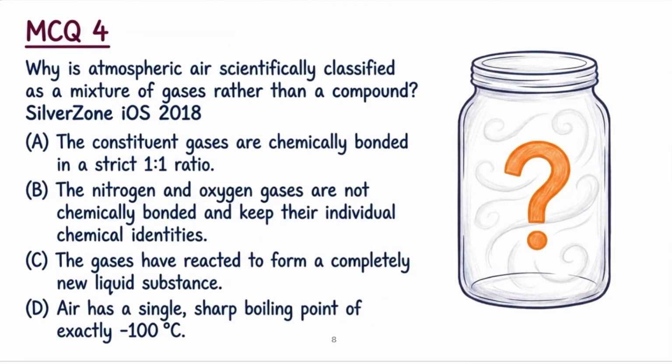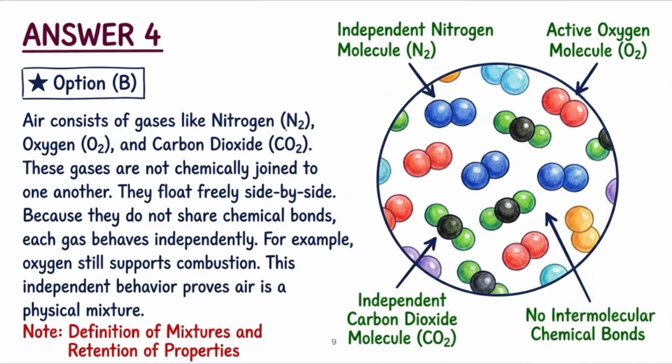Now question number 4. Why is atmospheric air scientifically classified as a mixture of gases rather than a compound? This is a SilverZone IOS exam 2018 question. The reason is that in atmospheric air nitrogen is present, oxygen is present, carbon dioxide gas is present, right? And these gases are not chemically bonded. There are no chemical reactions occurring between them. That's why we classify these gases as a mixture, not a compound.